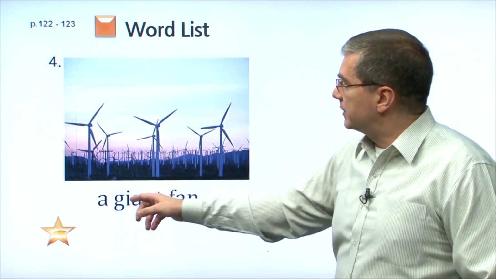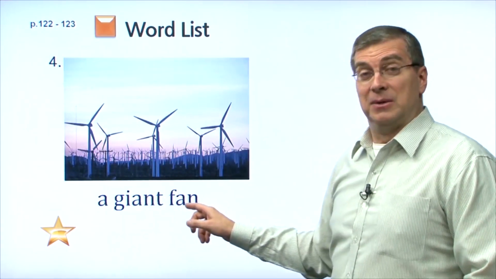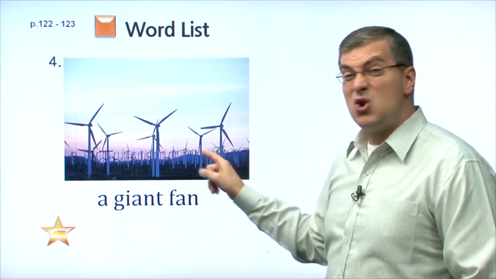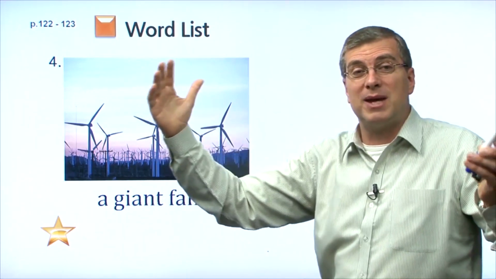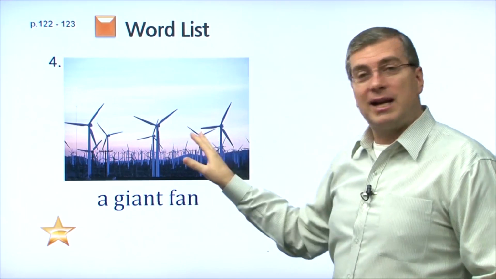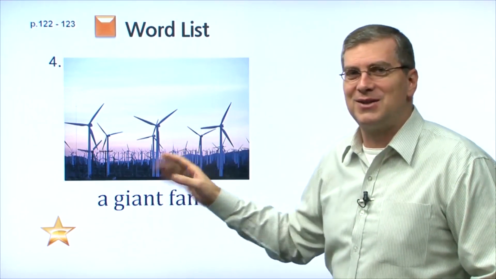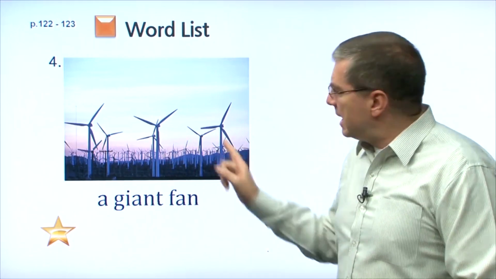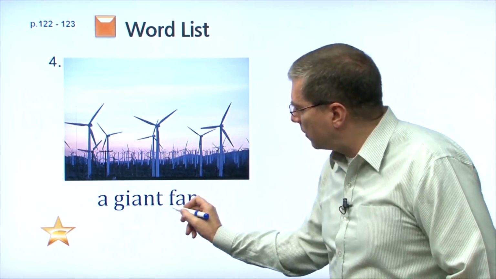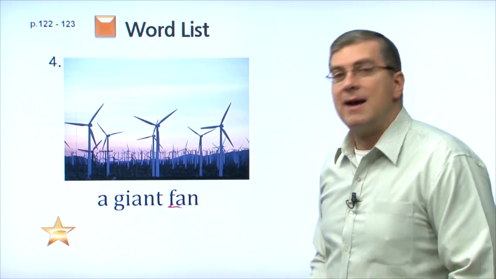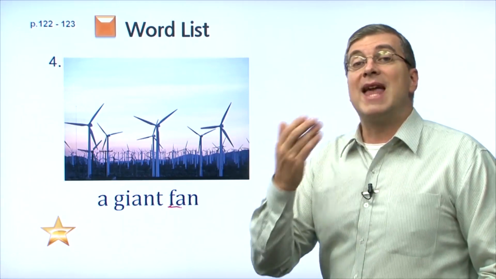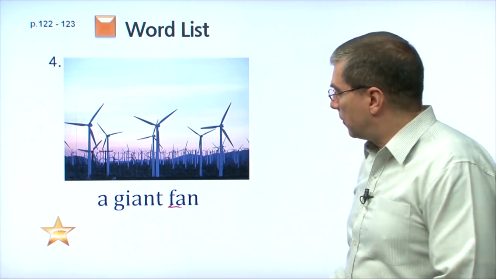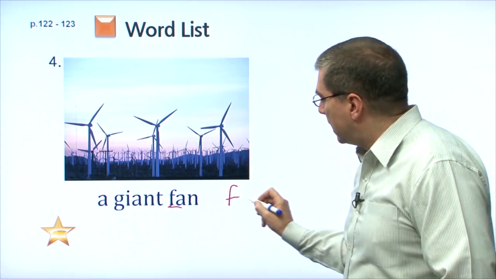Here our clue is a giant fan. These are huge, aren't they? They're really, really big fans. Not in your house, right? You don't have these in your house to make you cool. These are outside. It's interesting. Let's look at this. Be careful. This is giant fan. F. We have the F sound. Be careful between F and P.